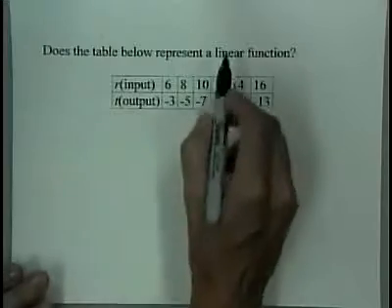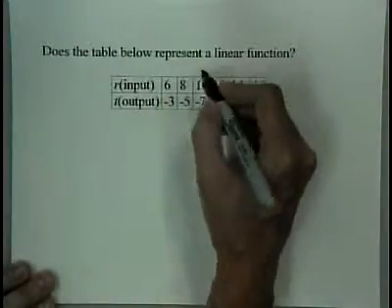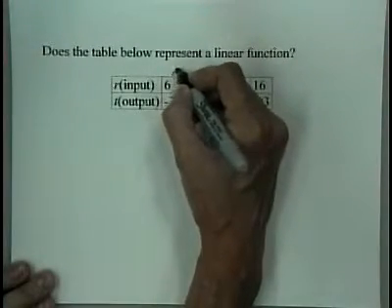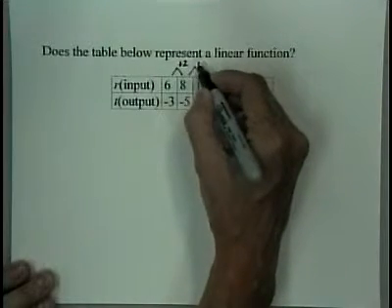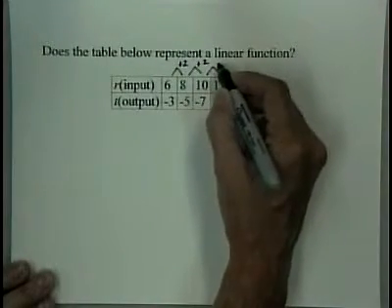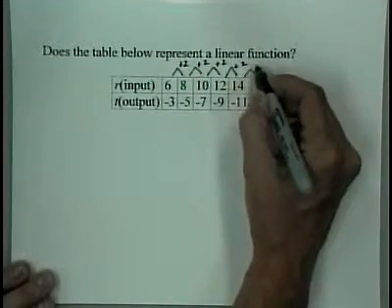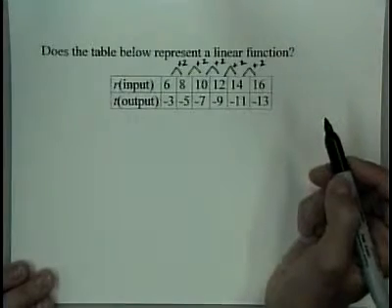For this to be a linear function, we need to see if there are equal steps in the independent variable values. I see that to get from 6 to 8, I can add 2. From 8 to 10, add 2. From 10 to 12, add 2. And so on. So there are equal steps in the independent variable values.